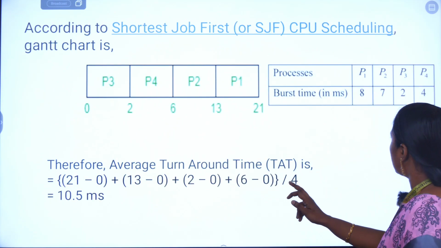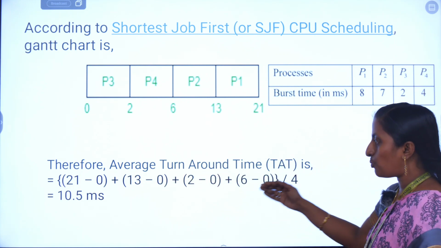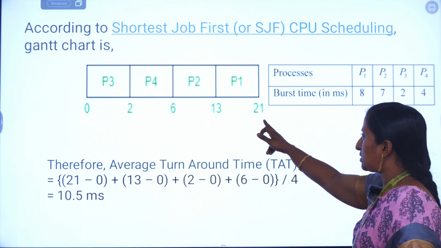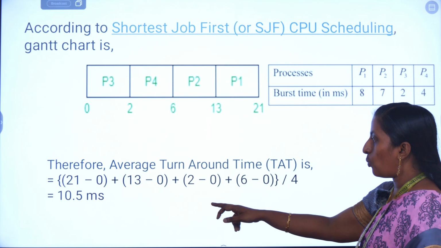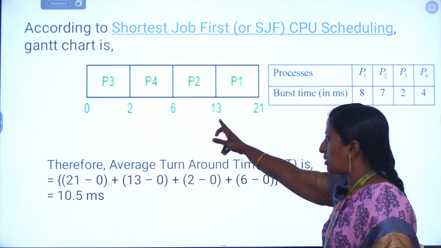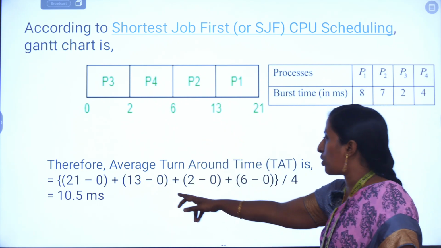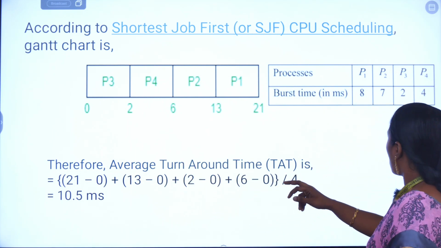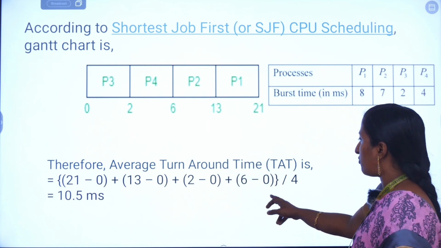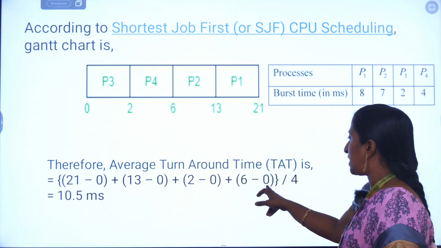Here we have given the processes in the order P1, P2, P3, P4. The completion time of process P1 is 21 and there is no waiting time, so it is minus 0. For process P2 the completion time is 13, so we write 13 minus 0; there is no waiting time, that's why we give 0. Then for process P3 the completion time is 2 and the waiting time is 0. And finally for process P4 the completion time is 6 and the waiting time is 0.